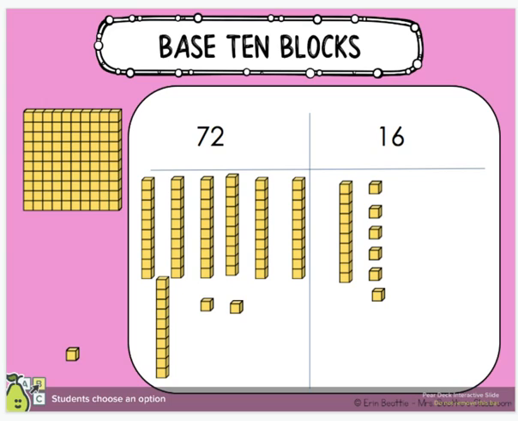So what we're going to do is we're going to try to identify which number is larger by looking at our highest place value, which for these numbers is the tens place. So 72 has 1, 2, 3, 4, 5, 6, 7 tens, and 16 has 1. So which number is larger? Which one has more 10 blocks? If you said 72, that's correct.